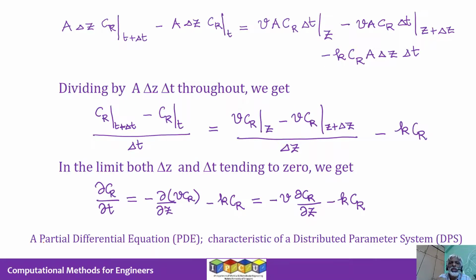So if you divide the left hand side by A delta Z delta T, what will happen is A delta Z will cancel out, leaving you with CR, the concentration of species R at time t plus delta T, minus the concentration of R at time t divided by delta T. So that's what you see here.